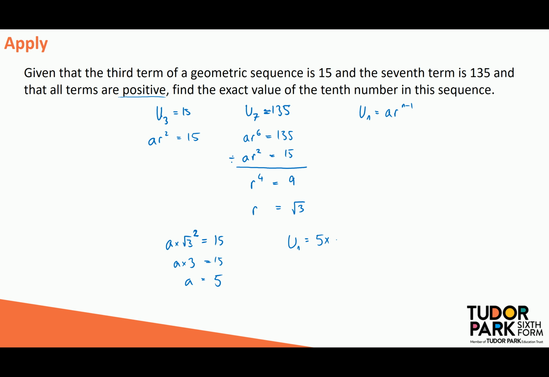So now I have a way of generating the nth term in the sequence, and that's going to be 5 times root 3 to the power of n minus 1. So if I need to generate the 10th term, it's going to be 5 times root 3 to the power of 9. What does that give me? It gives me 405 root 3 as an exact value.